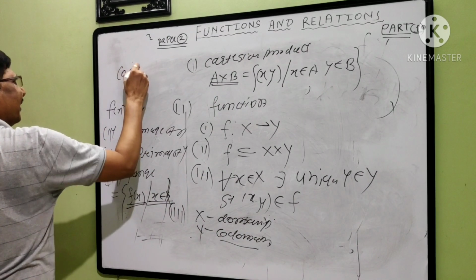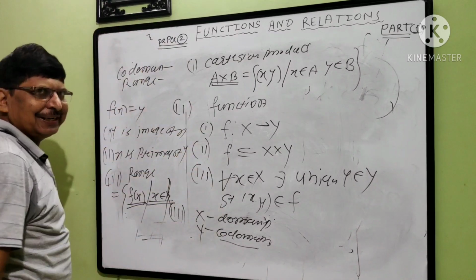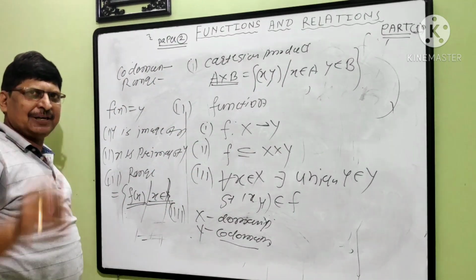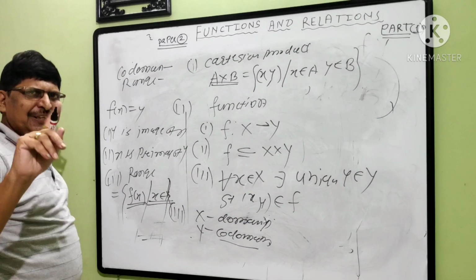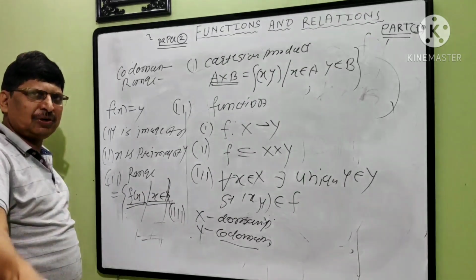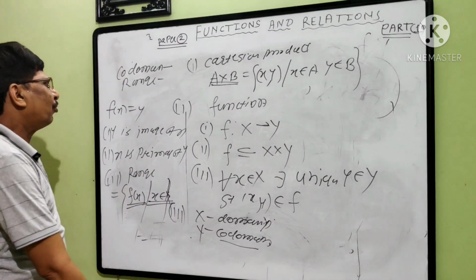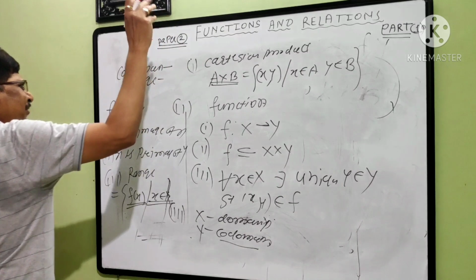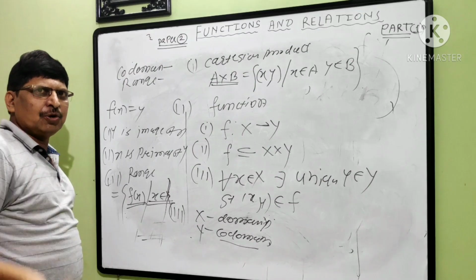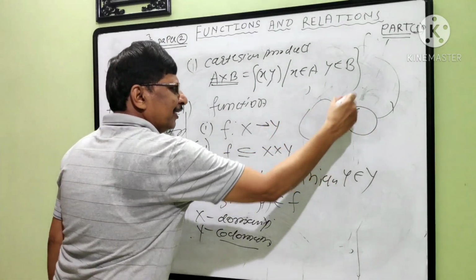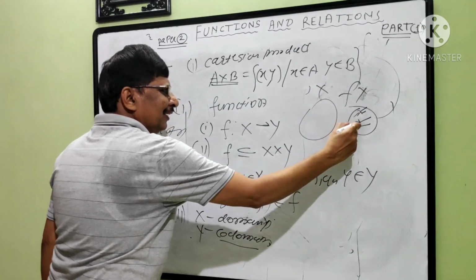Don't confuse codomain and range. Codomain means the whole set. Range means those elements which are related, because in the codomain there can be extra elements. In the domain all elements are related, which means in the domain there will not be extra elements. But in the codomain there can be some extra elements. That's why codomain is different from range. Sometimes codomain and range are equal. And sir, you will ask, what is the difference between codomain and range? Codomain means the whole set, and range means those elements which are related.